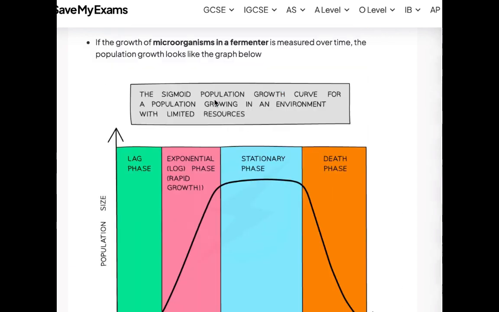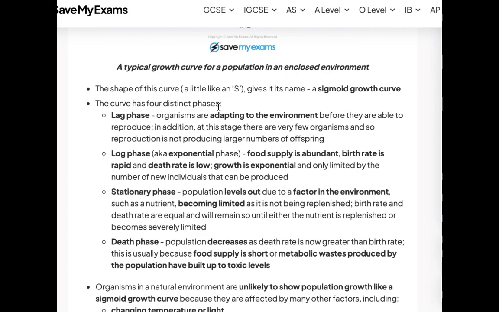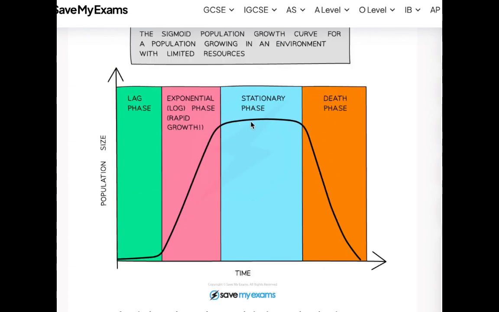Okay, then we have the stationary phase, which is the third phase. We say population levels out due to factors in the environment, such as nutrients becoming limited, or not being replenished. Birth rate and death rate are now equal. The number of births and number of deaths are equal.